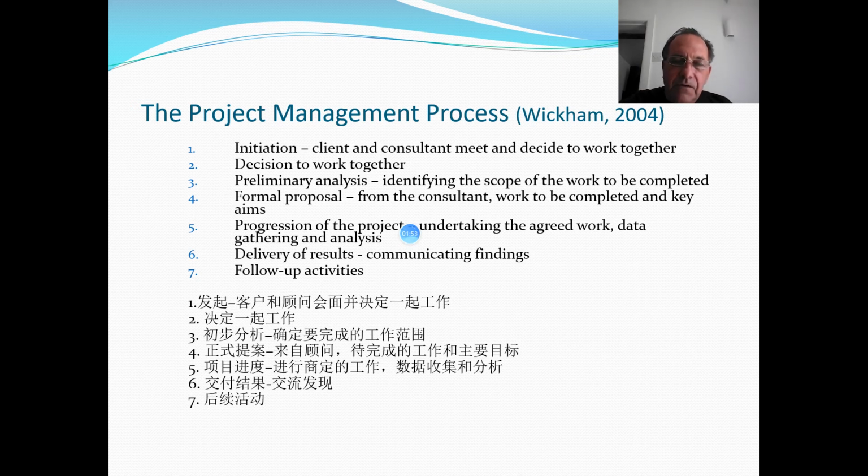So for all of you, you've got some means by which you can actually look at this project management process from your own perspective and actually reflect back on what happened and where the challenges were in relation to your project.